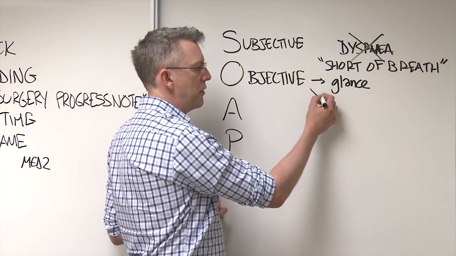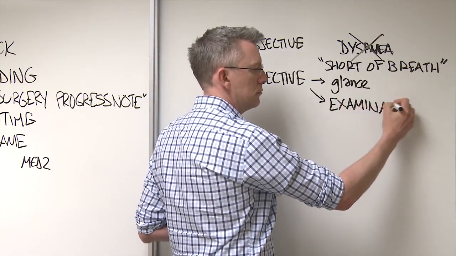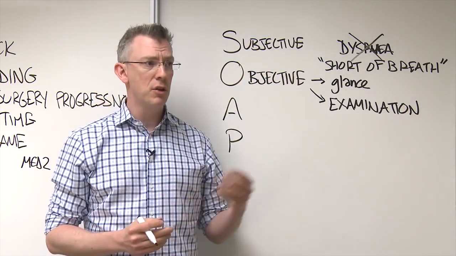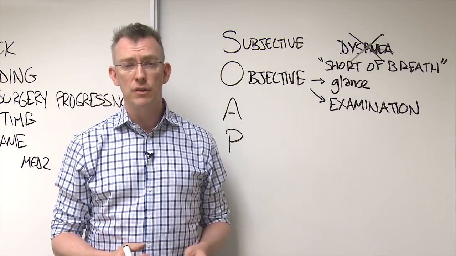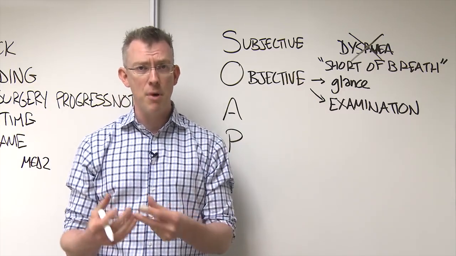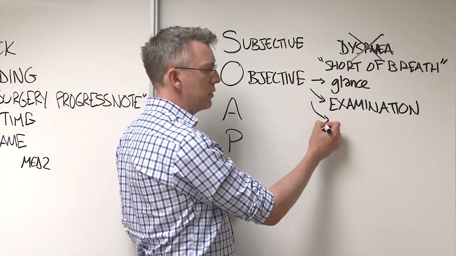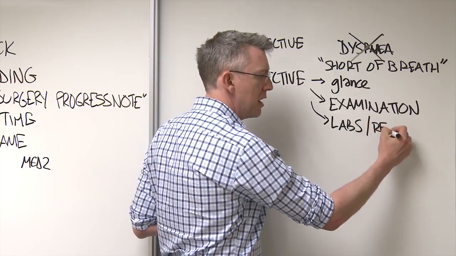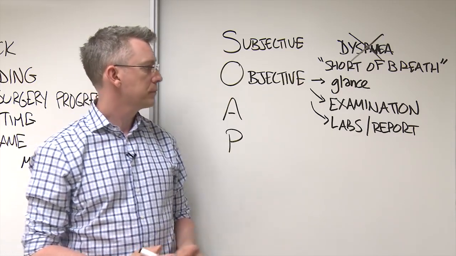You'll also put in objective the things that you find. This is where your examination will go. The things that you find when you assess the patient at the bedside, like checking their heart rate, listening to their lungs, all those sorts of things go under here. They're objective things that you are finding out. You're not relying upon somebody's story. And then there are other objective things that will typically flow here as well: labs or reports or whatever. Other objective findings from tests will go here as well.